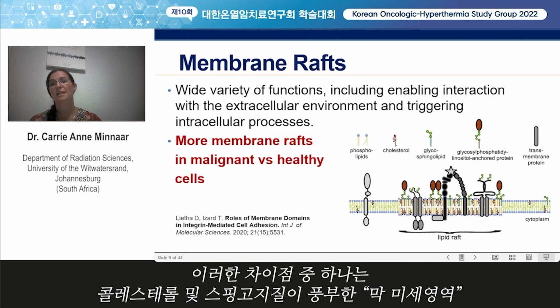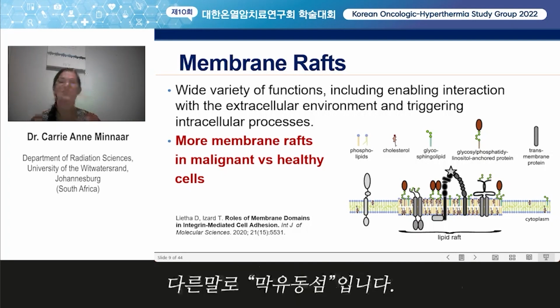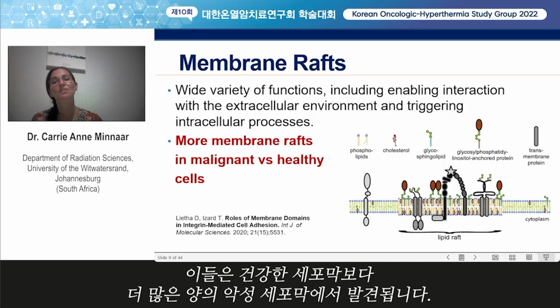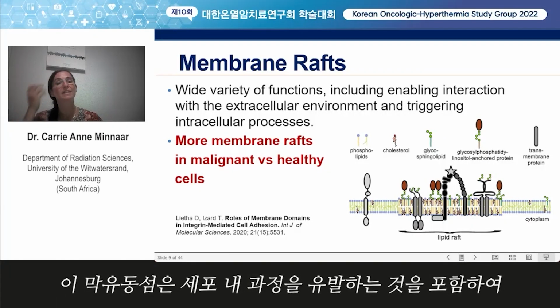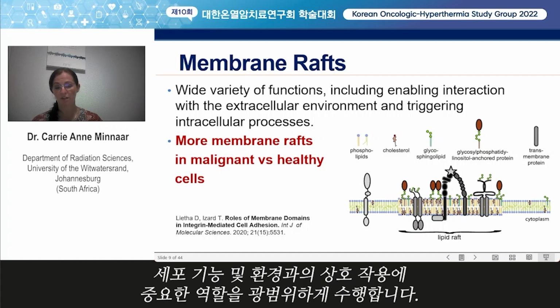One such difference is a cholesterol and sphingolipid-enriched membrane microdomain, otherwise known as the membrane raft. These are found on the membranes of malignant cells in higher concentrations than on healthy cells. These rafts perform a wide range of roles critical to the cellular function and its interaction with the environment, including triggering intracellular processes.